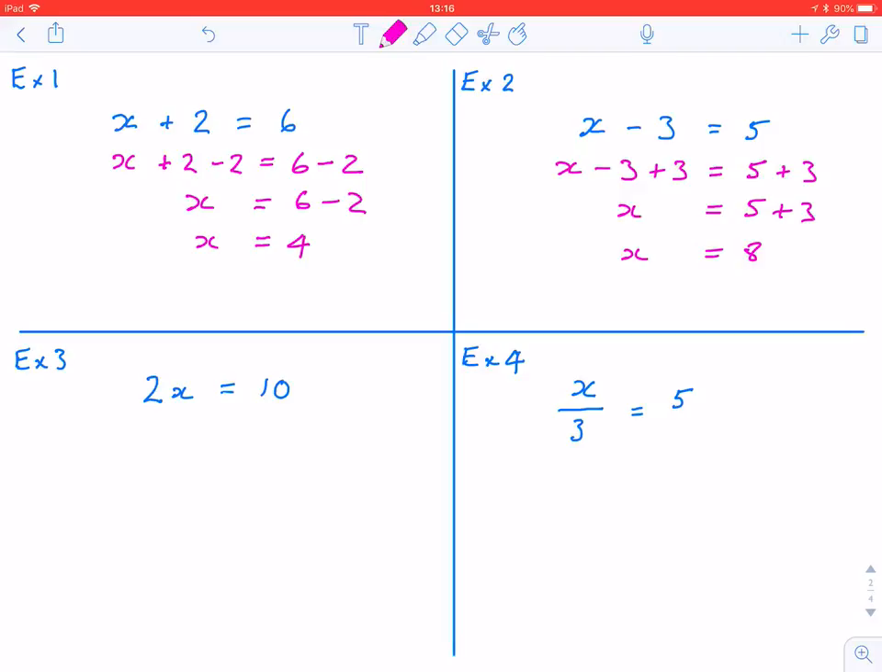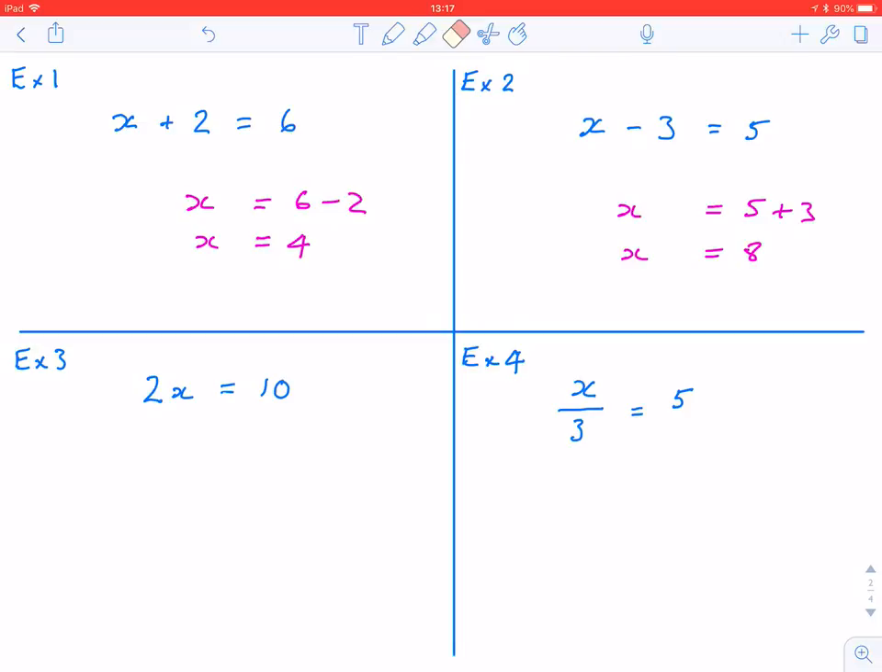Now, to be efficient in solving equations, we need a shortcut. So I'm going to rub out the second line. And let's have a look at what has happened. The first line says x plus 2 equals 6, and the next now says x equals 6 minus 2. So it just looks as if I've moved the plus 2 to the other side of the equation, passed it across, but changed its sign.